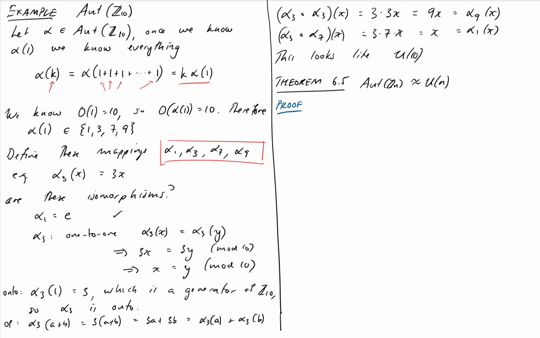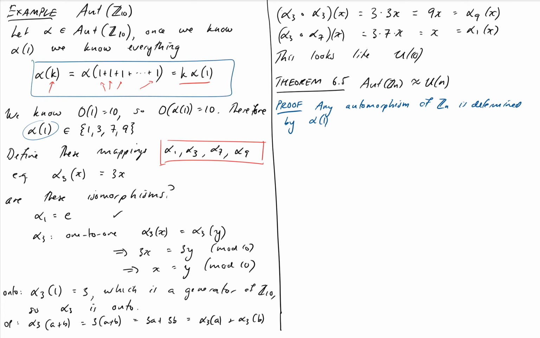So we'll make the same note that we made before. Any automorphism of Zn is determined by alpha of 1, for the same reason that once we knew alpha of 1 over here, we had the whole thing, and that gave us the whole transformation. And we also know that alpha of 1 is a member of U of n, because it has to generate Zn, therefore it has to be relatively prime to n, therefore it's got to be a member of U of n.